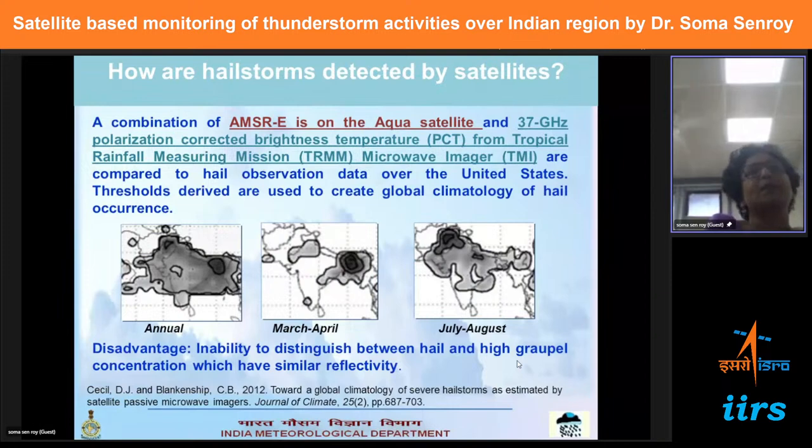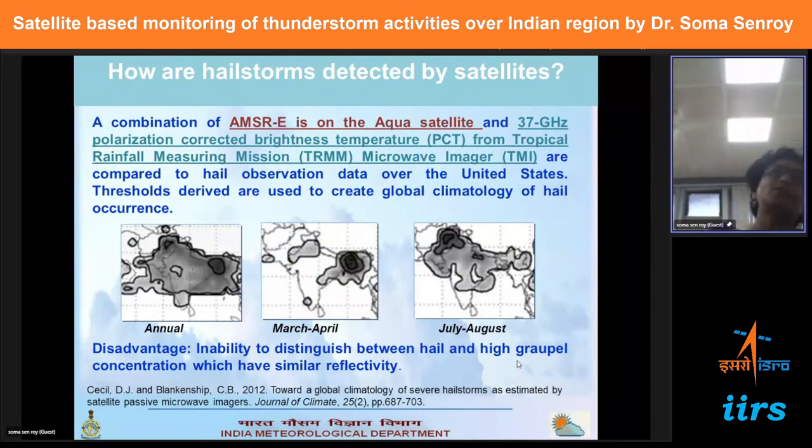Then hailstorms. Again, the principle is similar. The brightness temperature measured from the AMSR-E satellite Aqua and the brightness temperature from the TRMM microwave imager, both are used and calibrated against measurement of hail. This study was measurement of hail over United States and then applied to the entire country, to the entire globe to get a hail climatology.